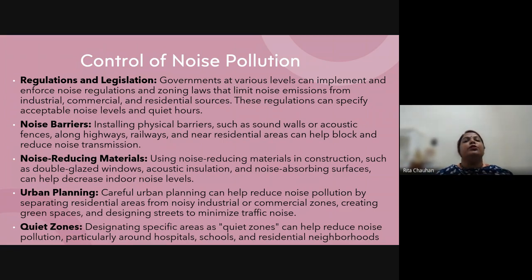Then we can use noise reducing material in construction. For example, if we use double glazed windows or acoustic insulation or noise absorbing surfaces, then it can decrease the indoor noise levels. Then we can do urban planning so that we have green spaces and quiet zones, especially in the area of hospitals, schools, or residential areas.